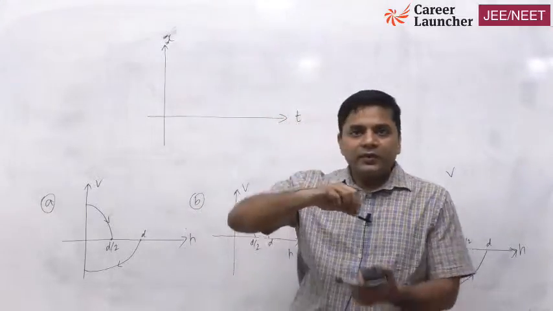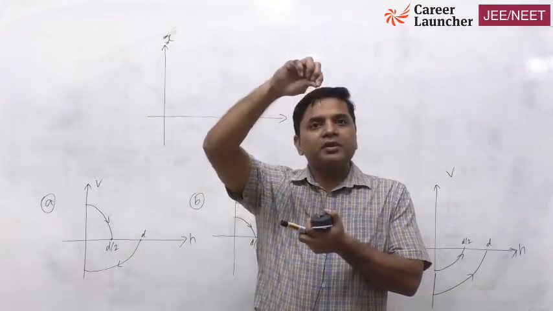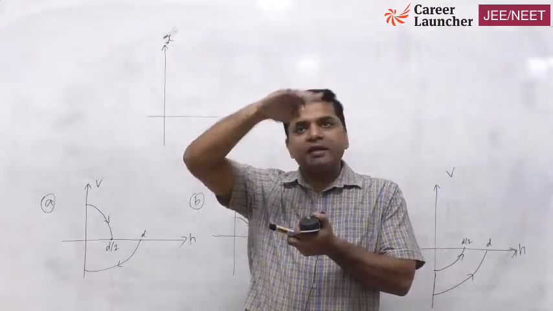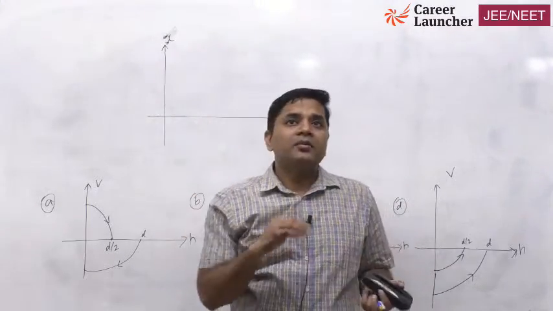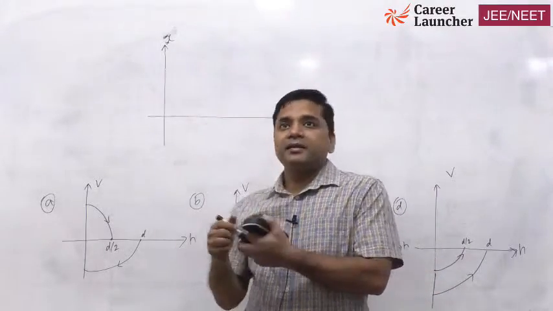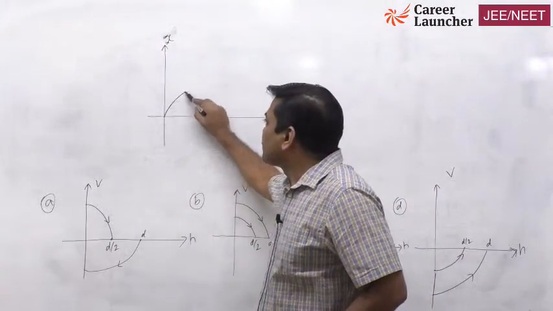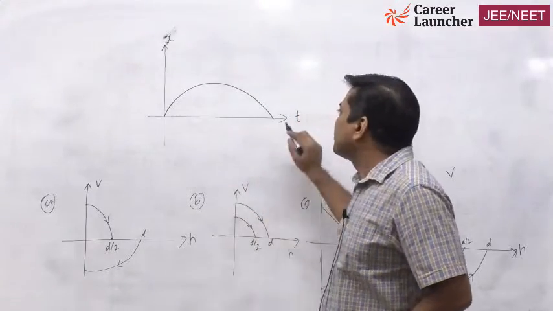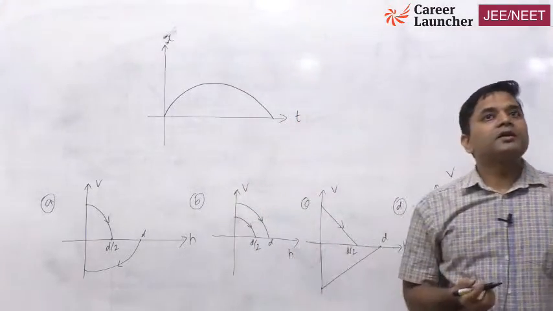But during this, it will go to some height. Its height keeps on increasing, x keeps on increasing, but after a certain height, at maximum height, it stops and comes back. So this is the graph that you should memorize, which will help you to understand other graphs also easily.